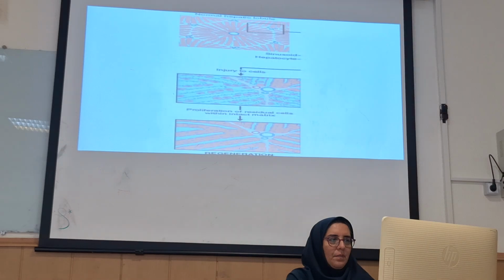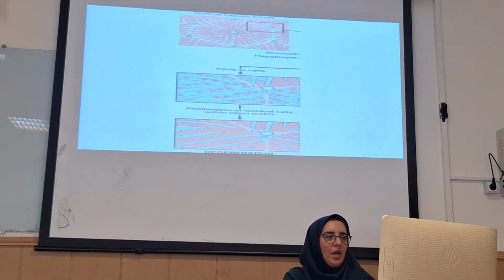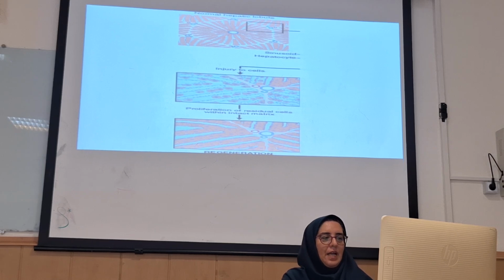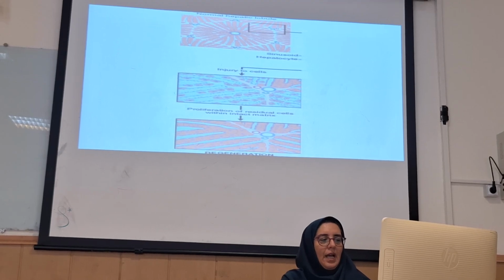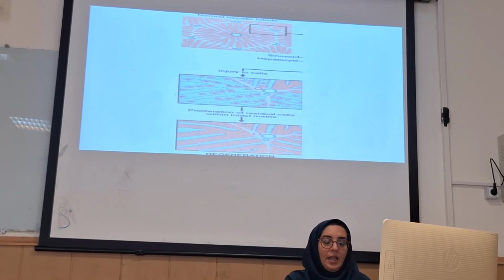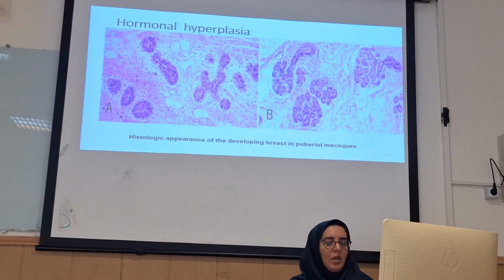We will discuss this later. For example, in the liver, we have some quiescent stem cells. After damage to the liver, they are activated and regenerate liver tissue. Also, we have hormonal hyperplasia.